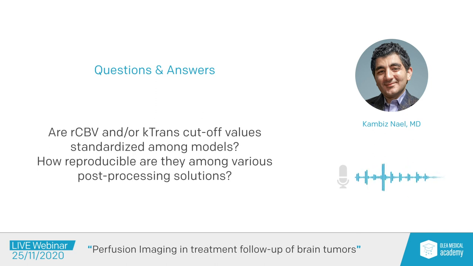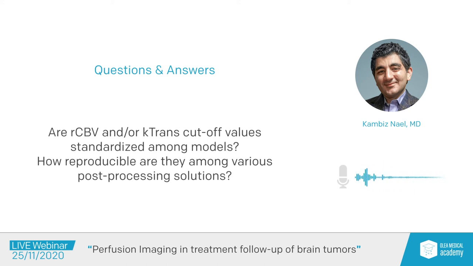We establish these thresholds based on an internal study that I'll show you the result of, and we publish it. But again, if you look at the literature, the CBV ranging from 1.7 to 2.2, for example, is where most of the literature is pointing to, showing that cutoff anywhere between 1.7 to 2.2. I think I've seen a lot of papers in that range.